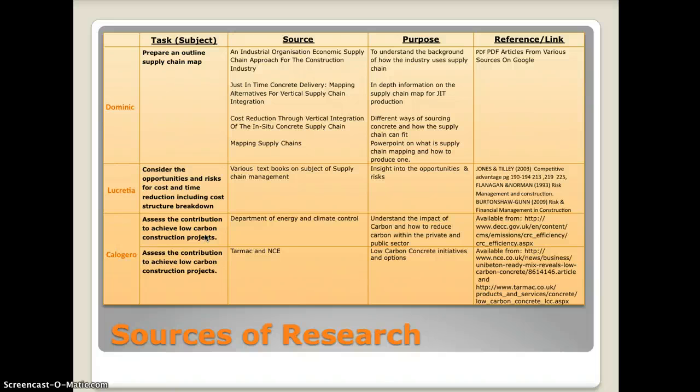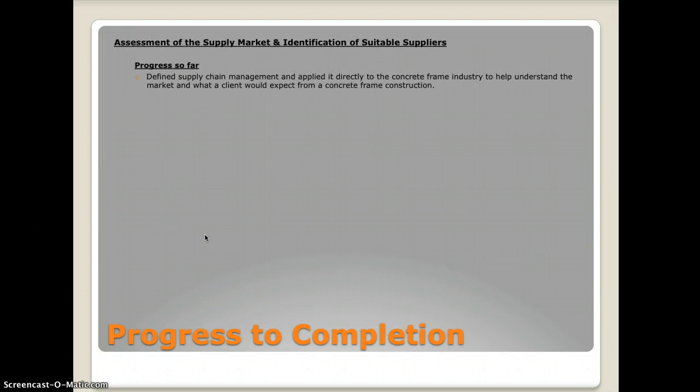Hi, my name is Lilo and I've assessed a contribution to achieve low carbon construction projects. My name's Jamie, and for the next few slides we will each be demonstrating our progress to date and what we still need to complete for our projects.